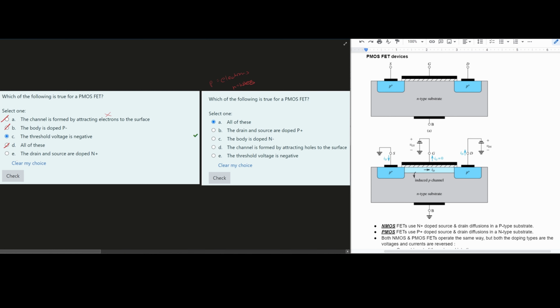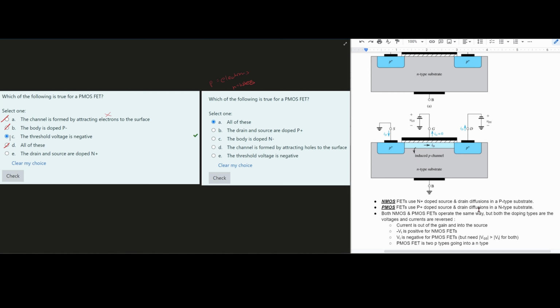Let's look at E and then we'll come back to C. E says the drain and the source are doped N+. If we look down here, it says both NMOS and PMOS FETs operate the same way, but both the doping types and the voltages and currents are reversed. We have some notes down here as well, saying the drain and source are not doped at N+, it's going to be doped at N-. So this will be false as well.